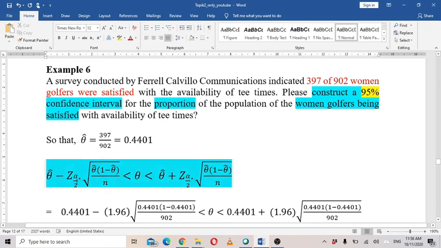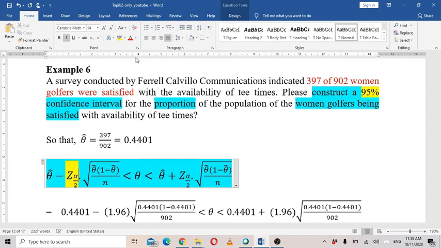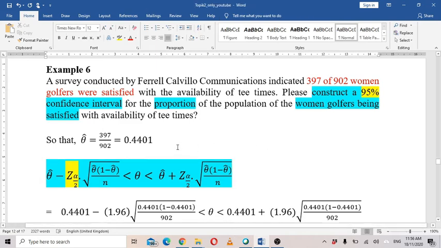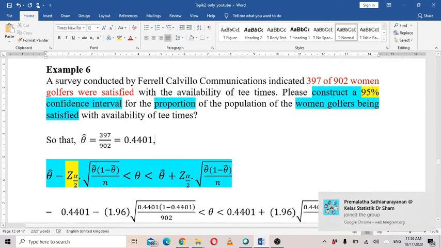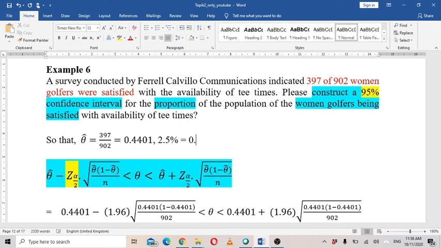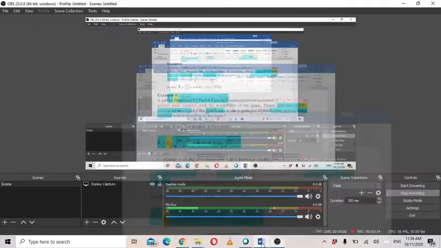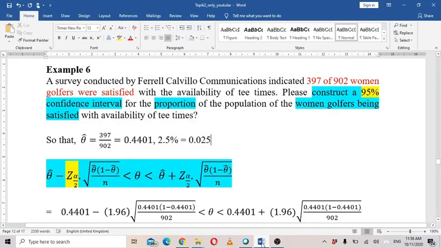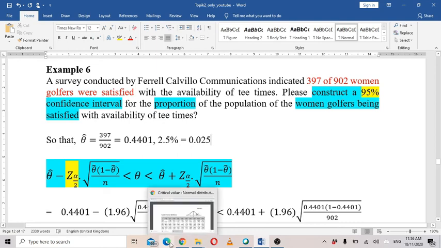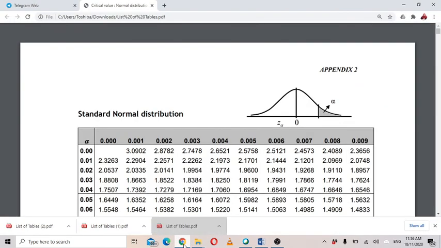If you look at the formula, your alpha should be divided by 2. So 5% divided by 2 is 2.5%. 2.5% is equal to 0.025. Then you go to your table.